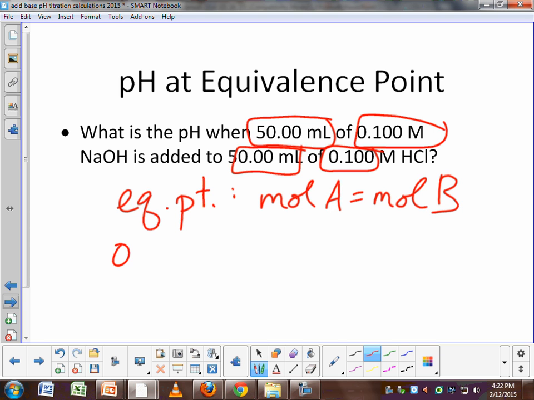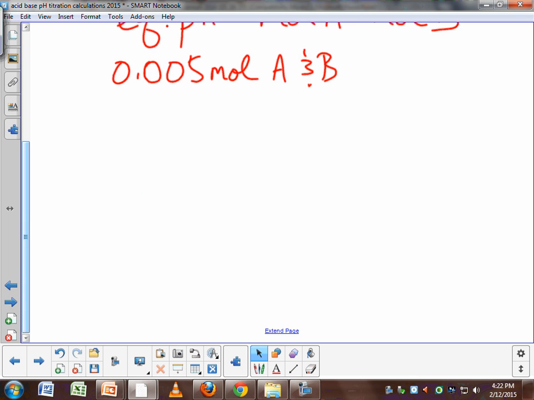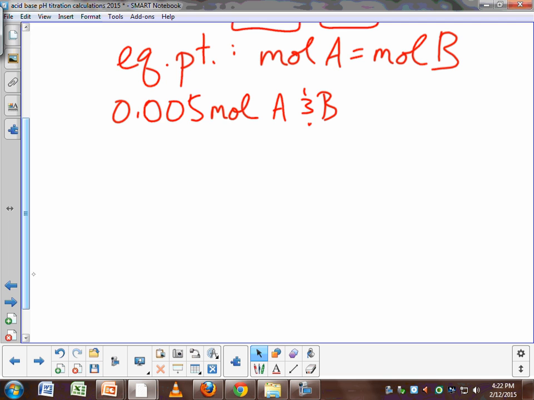We have 0.005 moles of both acid and base. 0.005 moles of HCl, 0.005 moles of NaOH. We are at the equivalence point. Now I'm going to write this out in a BCA chart. It's not necessary, but I just want to show you what's happening at this point in the titration.